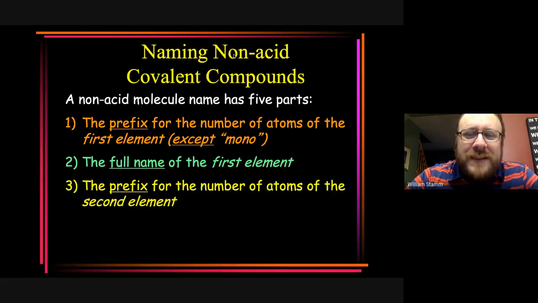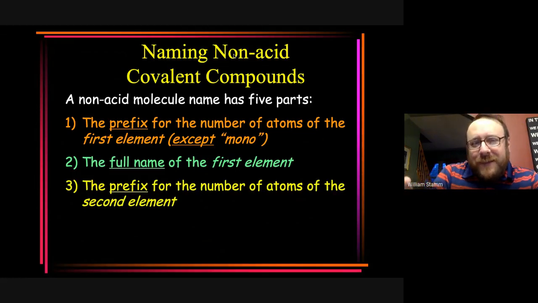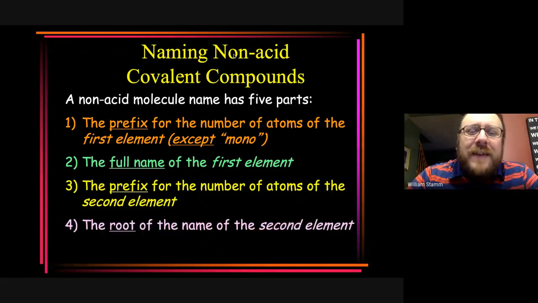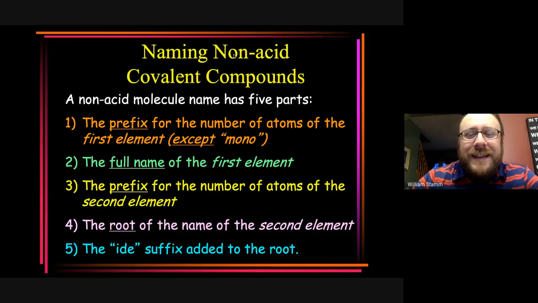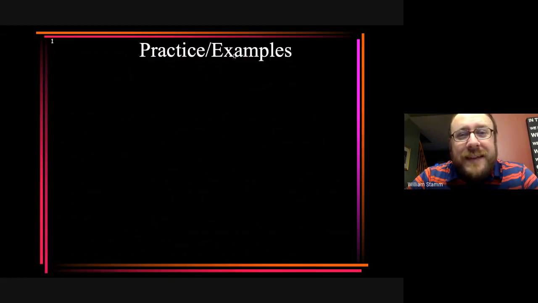Then you put the prefix for the number of atoms of the second element, however many of the second element you had, and then the root of the name of the second element. And then just like with the ionic compounds, you're going to end in IDE. So the second word always ends in "ide." That's the suffix for the last word of the 2 words of the binary compound. Those rules are important. They're in your notes. You can look at them. But I think examples are the key to understanding how to name a covalent compound.